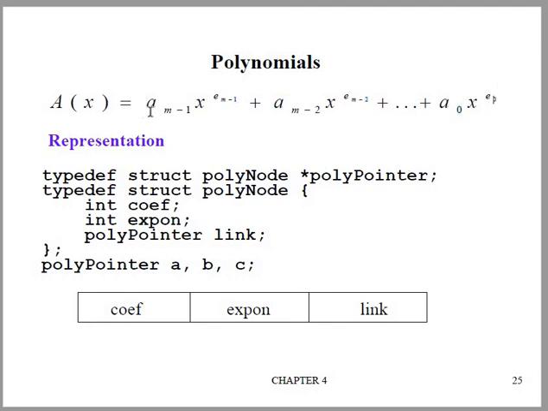If you have 10x power 3 plus 8x power 2, then 10x power 3 will be stored in one node, that is, one term is stored in one node. For each and every term of the polynomial one node will be used. A term consists of the coefficient, the exponent, and the address of the next term. Each term is stored in one single node, that we have to remember.